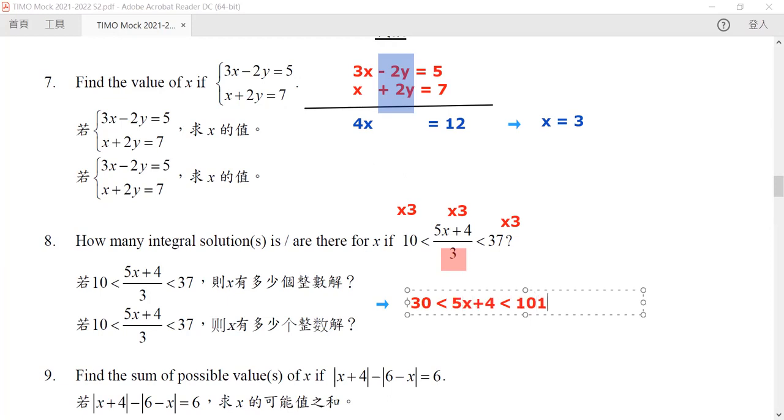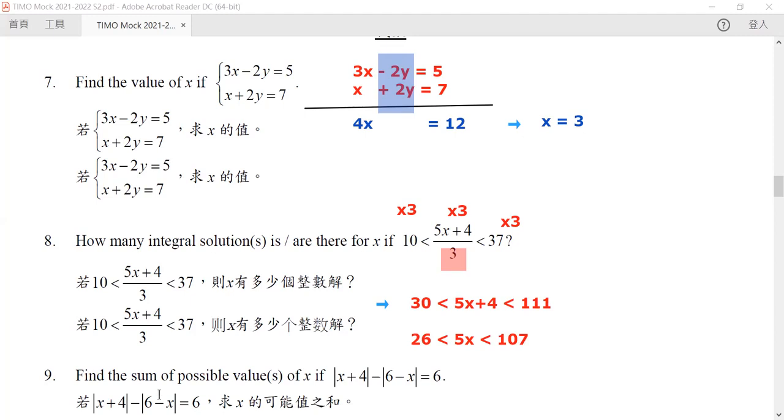So again, we can subtract both sides by 4. So we get 6 is greater than 5x is more than or equal to 97. Oh yes, this is 111. Yeah, I'm sorry. This should be 107. Okay. Yes, very good. Thank you.